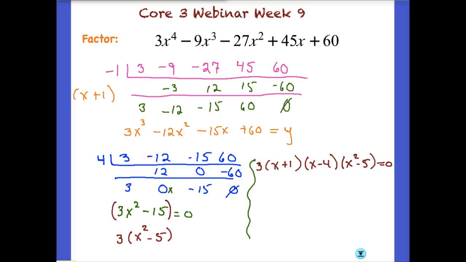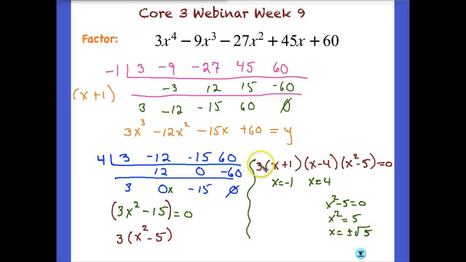If I set each of these equal to 0, well, I already know what this one is, right? This one is equal to -1. I pulled it right off the graph. This one is equal to 4. And then these are the two that I didn't know what they were, because they were some kind of irrational number. So if I set x squared minus 5 equal to 0 and solve, and I take the square root of both sides, I get plus or minus the square root of 5. So that's what those numbers were. They were square roots of 5.